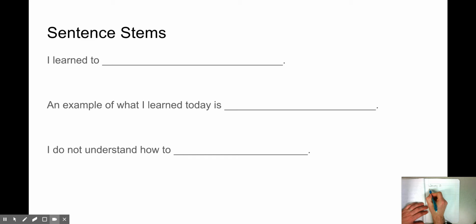So I'm going to start with what I learned today and transition into an example of what I learned. And I share something I do not understand yet. You'll notice that when I write my sentences, they may have the same exact words as the sentence stem, or they may have a slight change, a variation. So here we go. I'm going to put, for my first sentence, I learned to estimate.